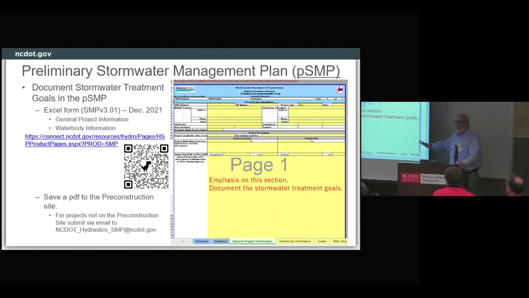Well, what's that? Well, it's the same thing you're used to using. It's the same stormwater management plan Excel template that you're so familiar with, and you just report out, okay, in the general project narrative, this is my project goal. This is what I'm going to try to achieve.